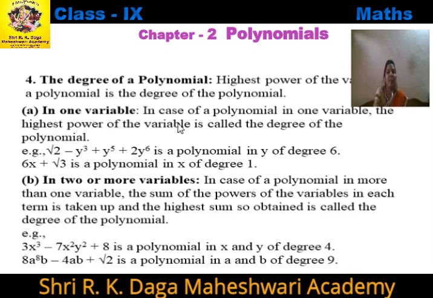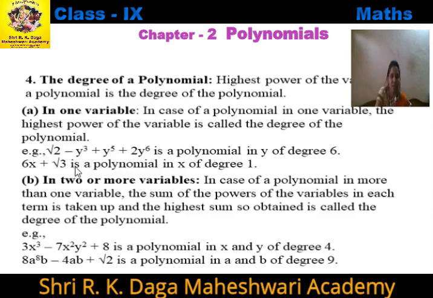In case of a polynomial in one variable, the highest power of the variable is called the degree of the polynomial. If a polynomial consists of only one variable, then the highest power of this variable is called the degree of the polynomial. For example, under root 2 minus y cube plus y to the power 5 plus 2y to the power 6. This is a polynomial in one variable, which is y. Now the highest power of y is 6, so the degree of this polynomial is 6.